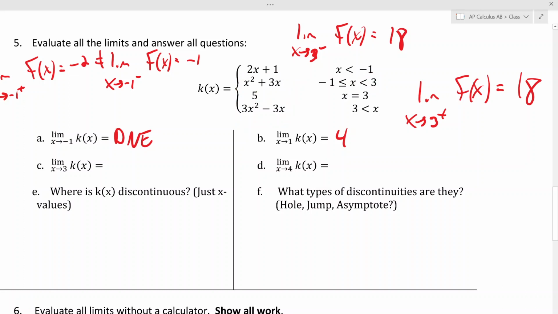It doesn't matter if the 5 is there. That's just where the point is. Yeah, because they both approach 18. Oh, this answer is 18.